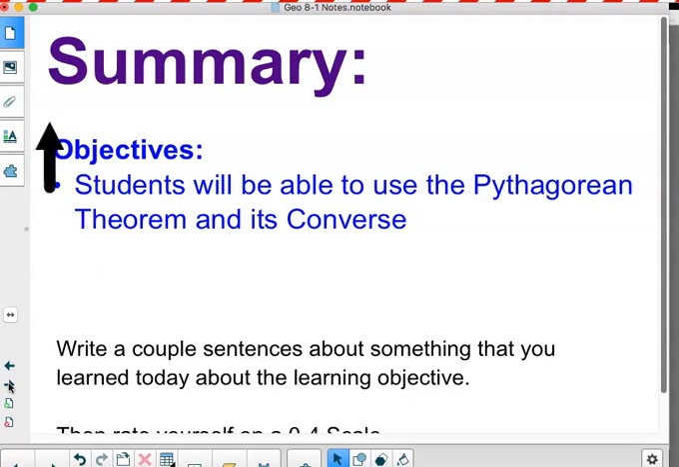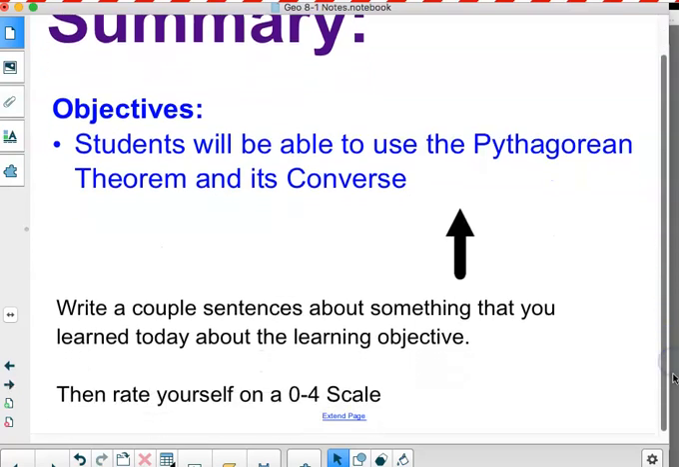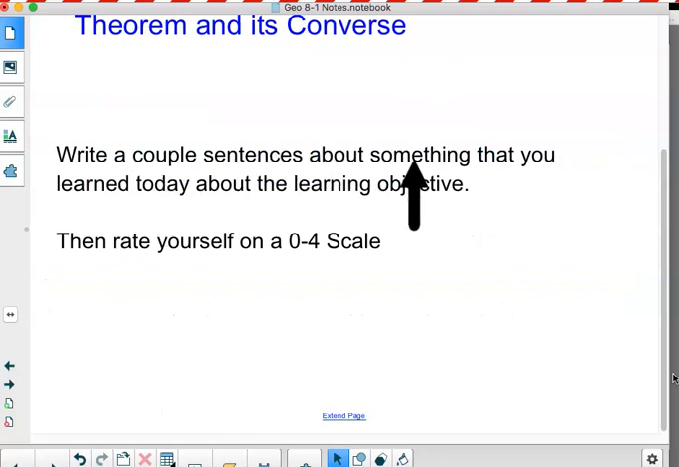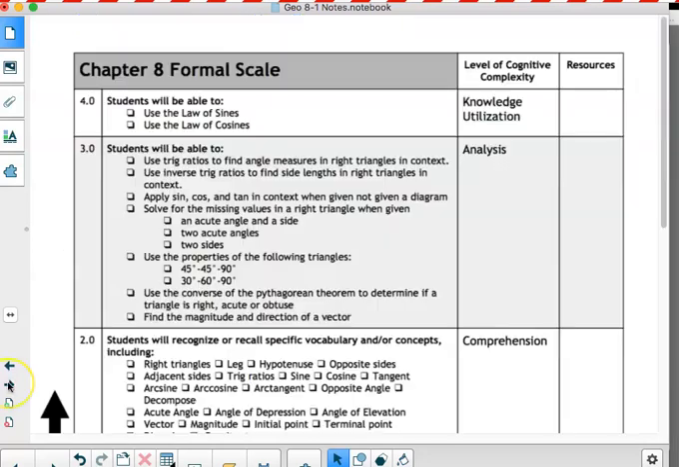Our summary today. Objective, students will be able to use the Pythagorean theorem and its converse. And that's what we did. Okay, so now the next thing you got to do is write a couple sentences about something that you learned today about the learning objective. Then rate yourself on a scale of 0 to 4. And just like all the other chapters we've been working on, hey, look, it's a checkoff sheet. Remember 4 is students being able to use law of sines and law of cosines?